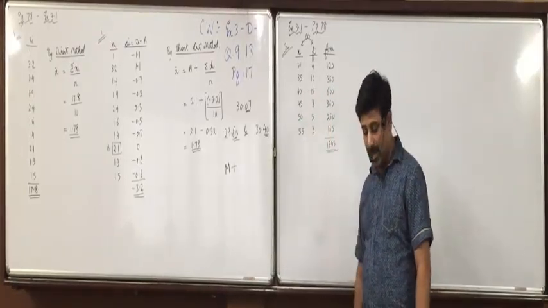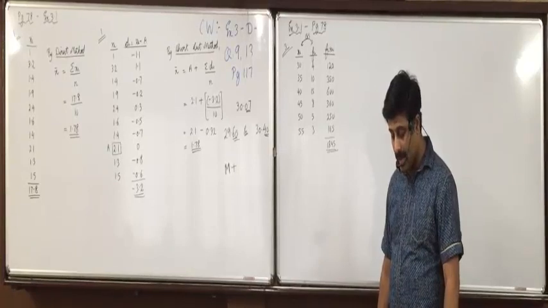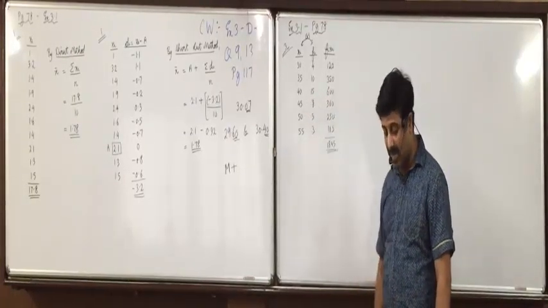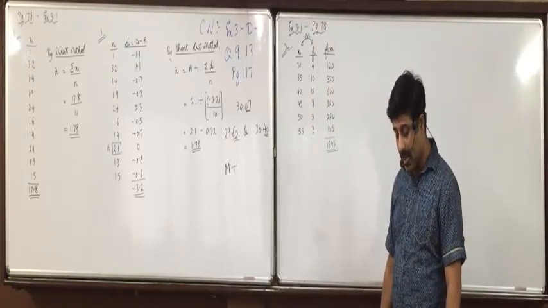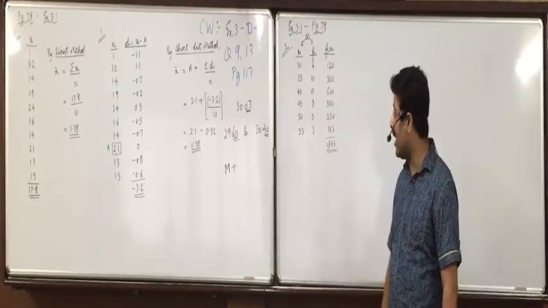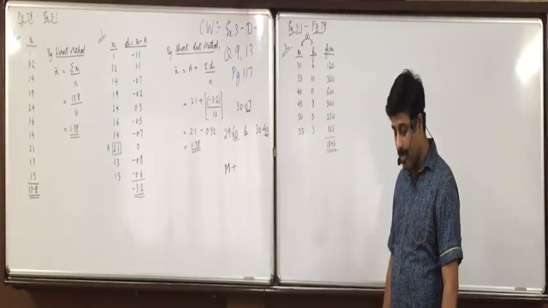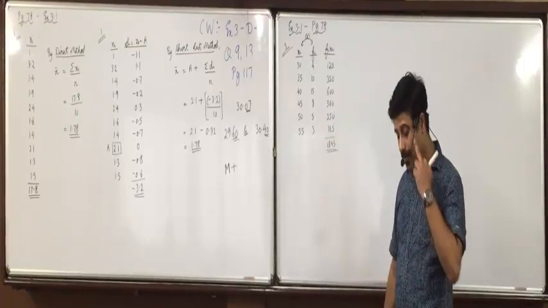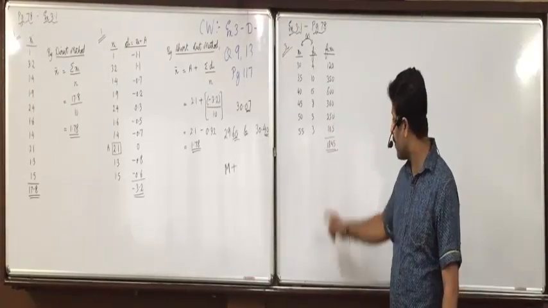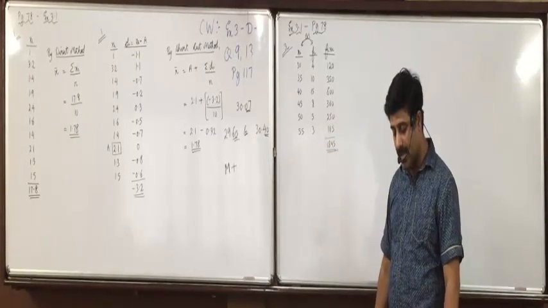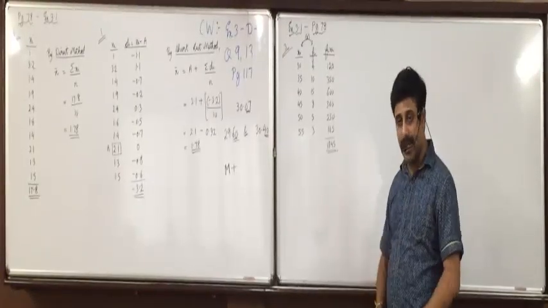Okay, do 35 into 10, M plus, 350. Do 40 into 15, M plus, 600. Do 45 into 8, M plus, 360. Do 50 into 5, M plus, 250. Do 55 into 3, M plus, 165. Did you get that? Yes.